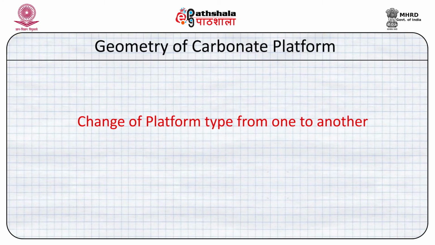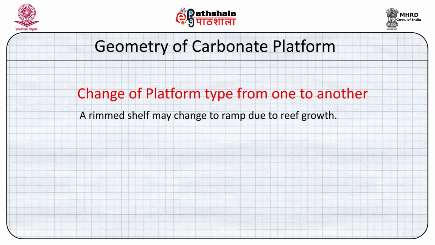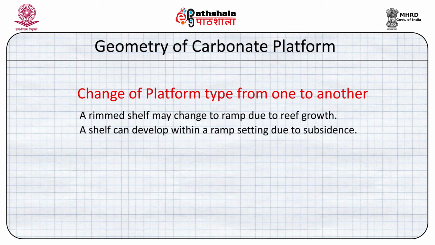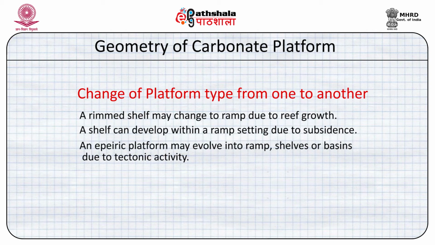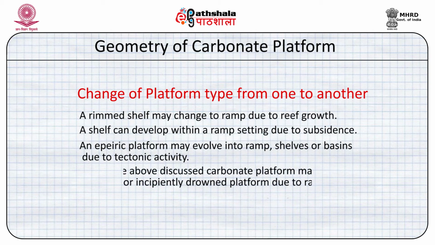Now, what are the common transitions that we notice in our rock record? A rimmed shelf may change to a ramp due to reef growth. A shelf can develop within a ramp setting due to subsidence. An epeiric platform may evolve into a ramp, shelves or basins due to tectonic activity, or any of the above discussed. The carbonate platform may become a drowned or incipiently drowned platform due to rapid rise in sea level.